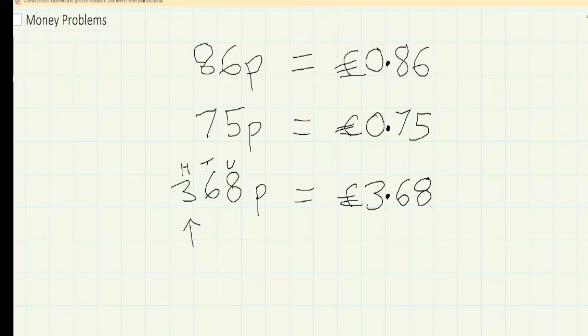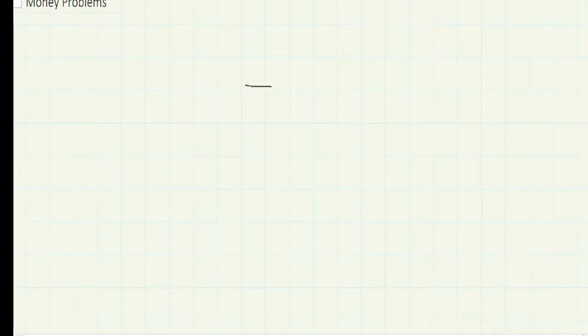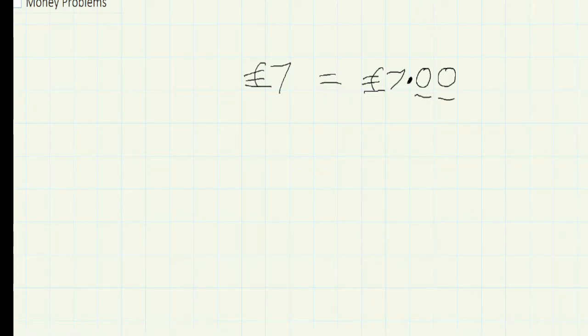A lot of the time in money problems, you're going to have to convert pounds into pence, because they'll often give you one amount in pounds, one amount in pence. If we have this amount here, £7, a lot of the time you're going to need to know how to put that into pounds and pence, and it's always 2 decimal places. So £7 is £7.00. 2 decimal places is what we use in money. 1, 2. That's 2 decimal places. So you need to know how to put £7 into 7.00.